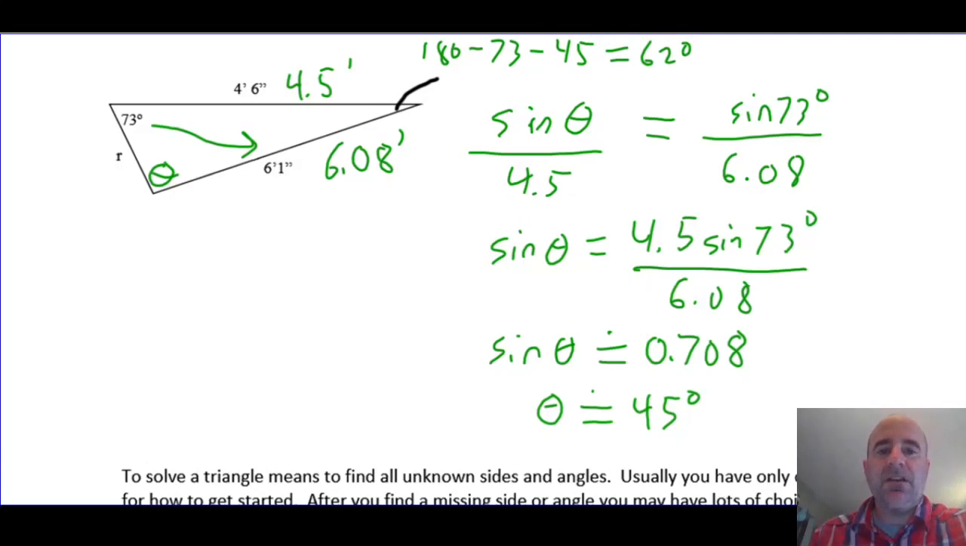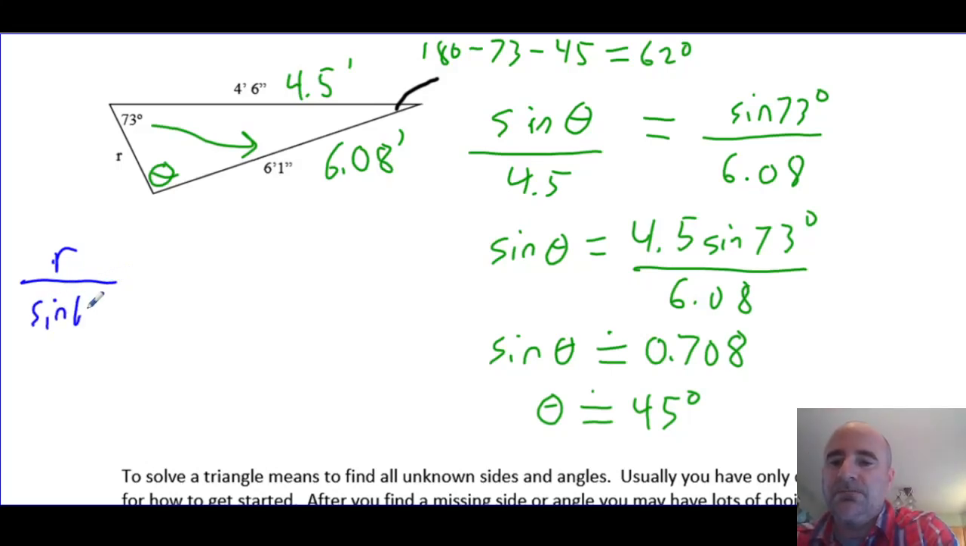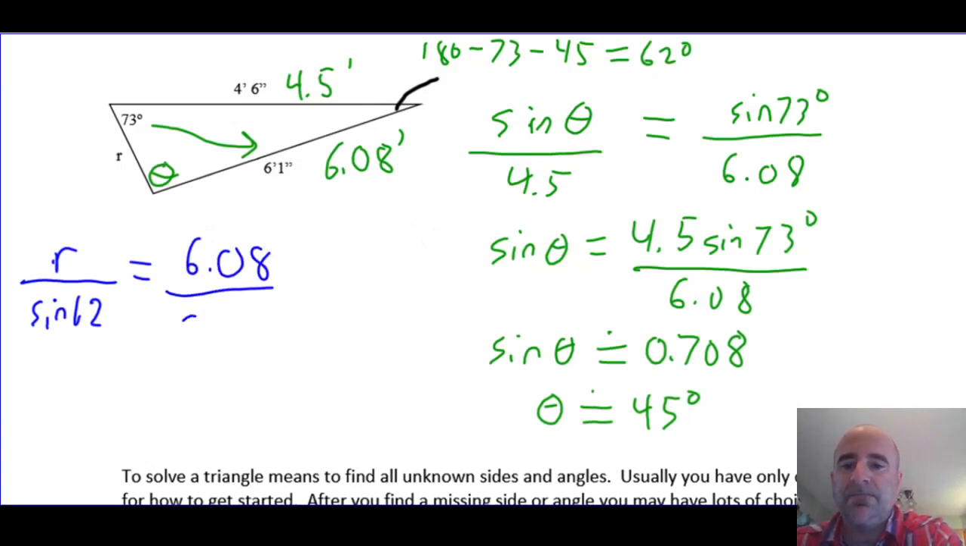And then finally, we are ready to answer this question. We're finally ready to find R because we have the angle across from R. So R divided by the sine of 62 is equal to, what will I use next? I'll use the 6.08 and the sine 73. I could use either one, it doesn't matter.